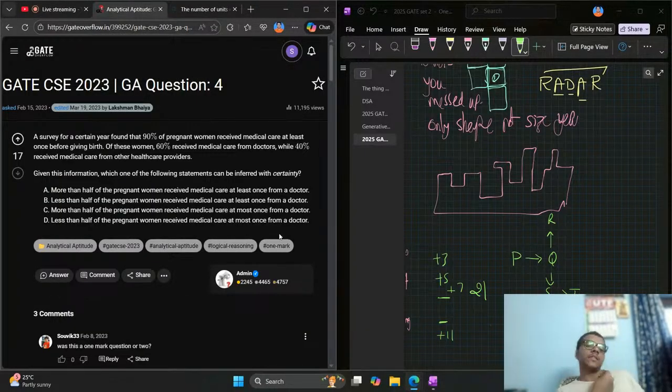A survey of a certain year found that 90% of pregnant women received medical care at least once before giving birth. Of these women, 60% received medical care from doctors, while 40% received medical care from other healthcare providers. Which of the following statements can be inferred with certainty? More than half of the pregnant women received medical care at least once from a doctor.